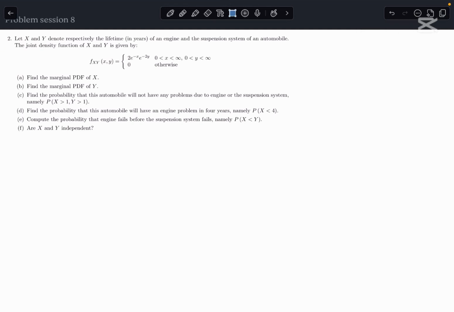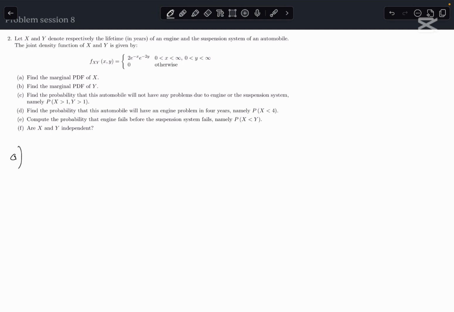Problem Session 8, Question 2. Let x and y denote respectively the lifetime in years of an engine and suspension system of an automobile. The joint density function of x and y is given as this. And it asks to find the marginal PDF of x.